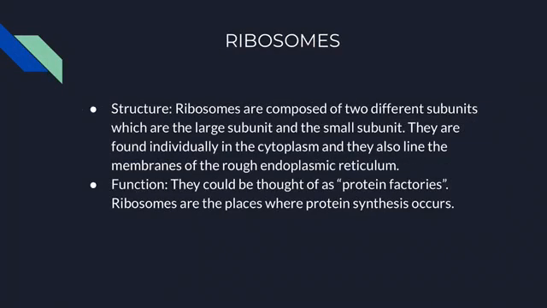Ribosomes are the next organelle in a plant cell. Ribosomes are composed of two different subunits, which are the large subunit and the small subunit. They are found individually in the cytoplasm, and they also line the membranes of the rough endoplasmic reticulum. The function is that they could be thought of as protein factories. Ribosomes are also the place where protein synthesis occurs.